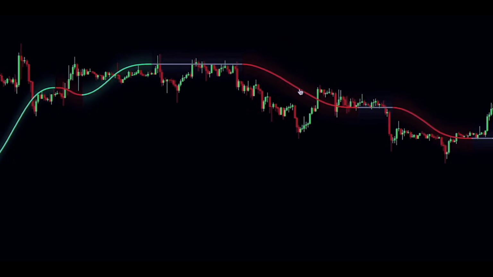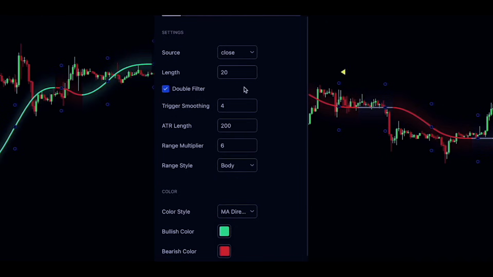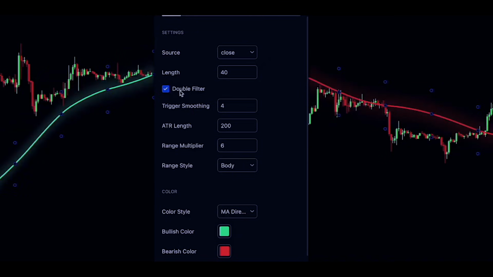Inside the indicator settings, you can customize the moving average length and sensitivity. Personally, I like setting the length to 40. The purpose of the double filter is to smooth out the line, and I recommend adjusting the trigger smoothing to 5 instead of the default 4.